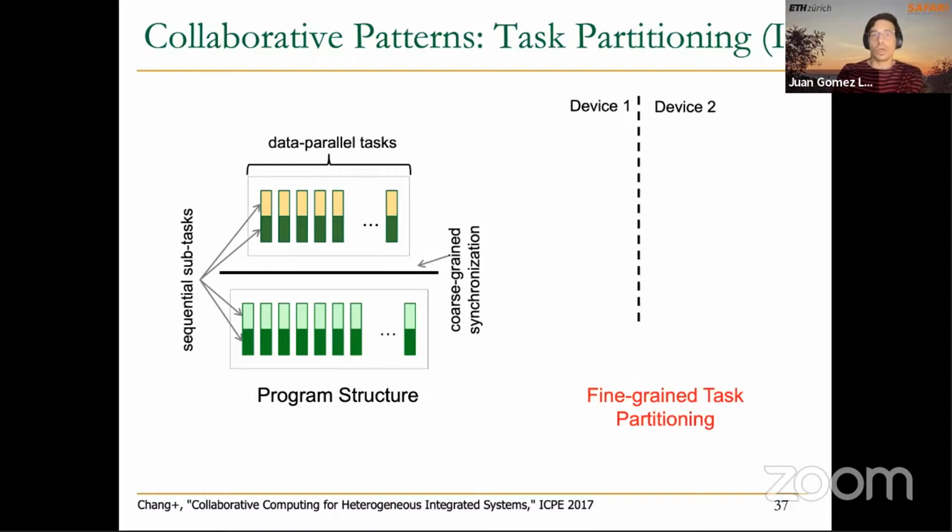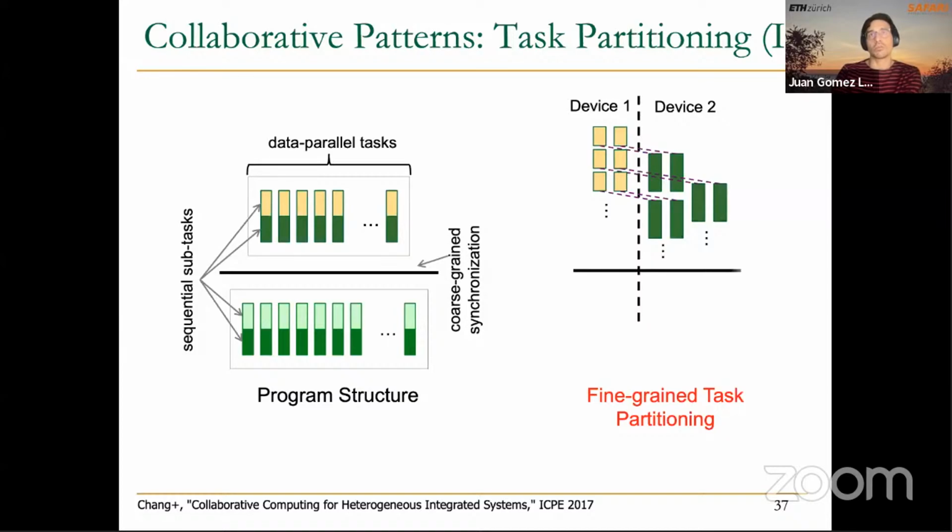So in this case, we can go even finer grain by assigning subtasks to different devices and communicating them in a fine-grained manner, assuming that we have that capability. And we are going to have that capability in today's systems because they support system-wide atomics. So as you see here, the collaboration is much finer grained. And in theory, if the overhead of this fine-grained communication, represented by this dashed line, is not too high, we will probably achieve the best performance with this fine-grained task partitioning.